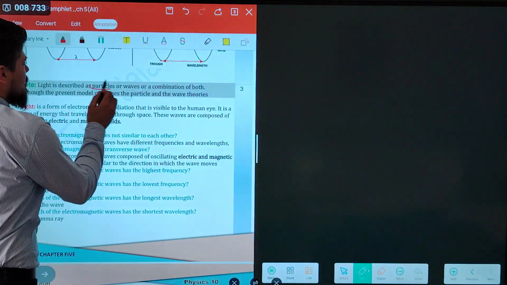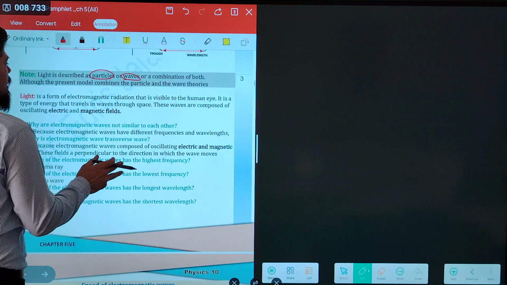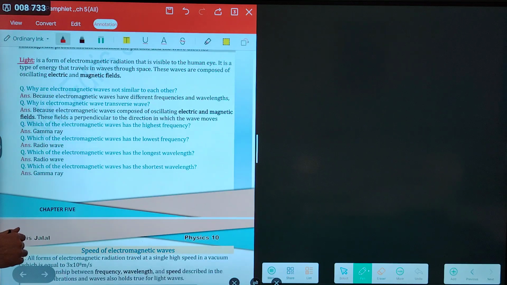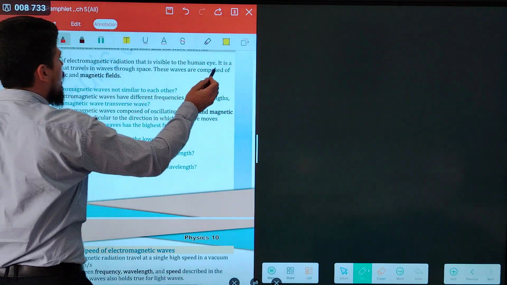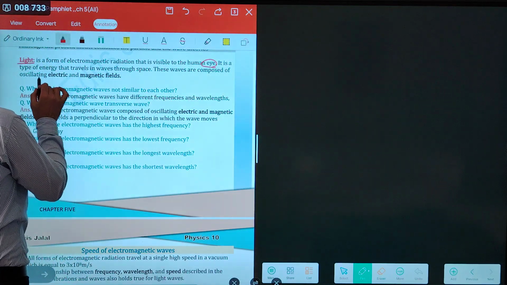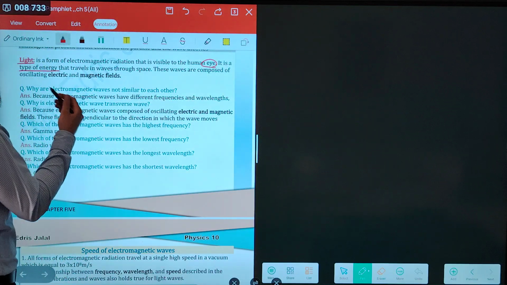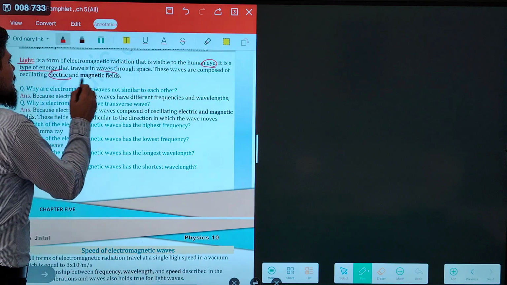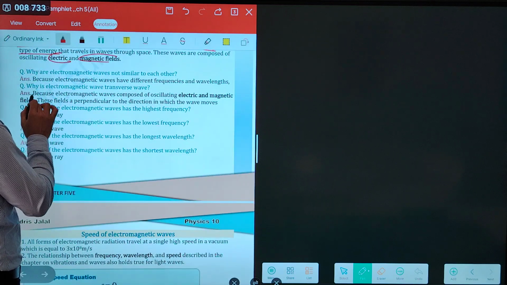Light is described as particles or waves. Okay, we studied the definition: light is a form of electromagnetic radiation that's visible to the human eye. We can see the colors. It's a type of energy that travels in a wave through space. These waves are composed of what? Electric and magnetic fields, because it is an electromagnetic wave.